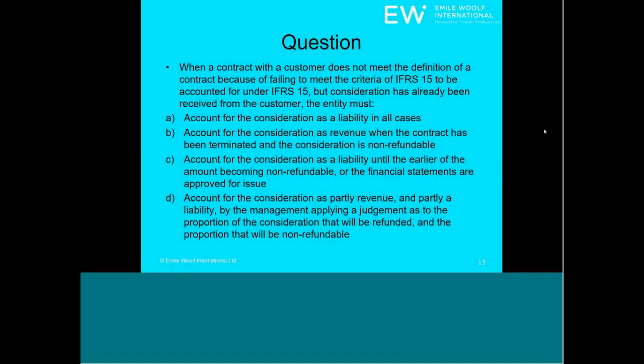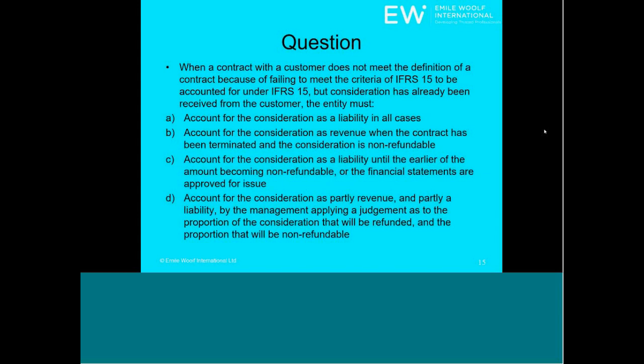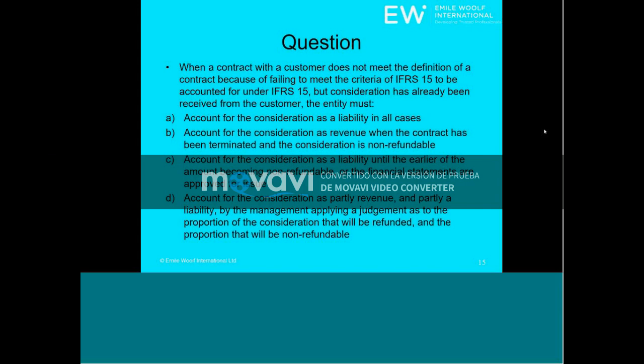First question: when a contract with a customer does not meet the definition of contract because of failing to meet the criteria of IFRS 15 to be accounted for under a standard, but money has already been received, and four choices there, and you'll open the polling panel.